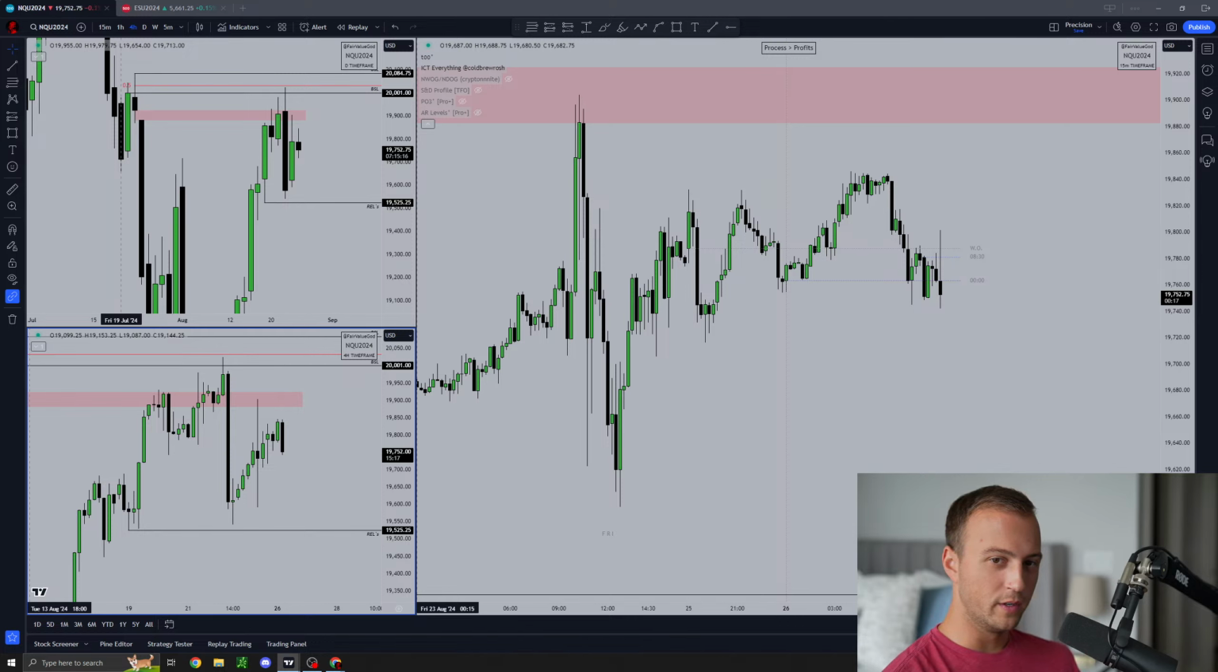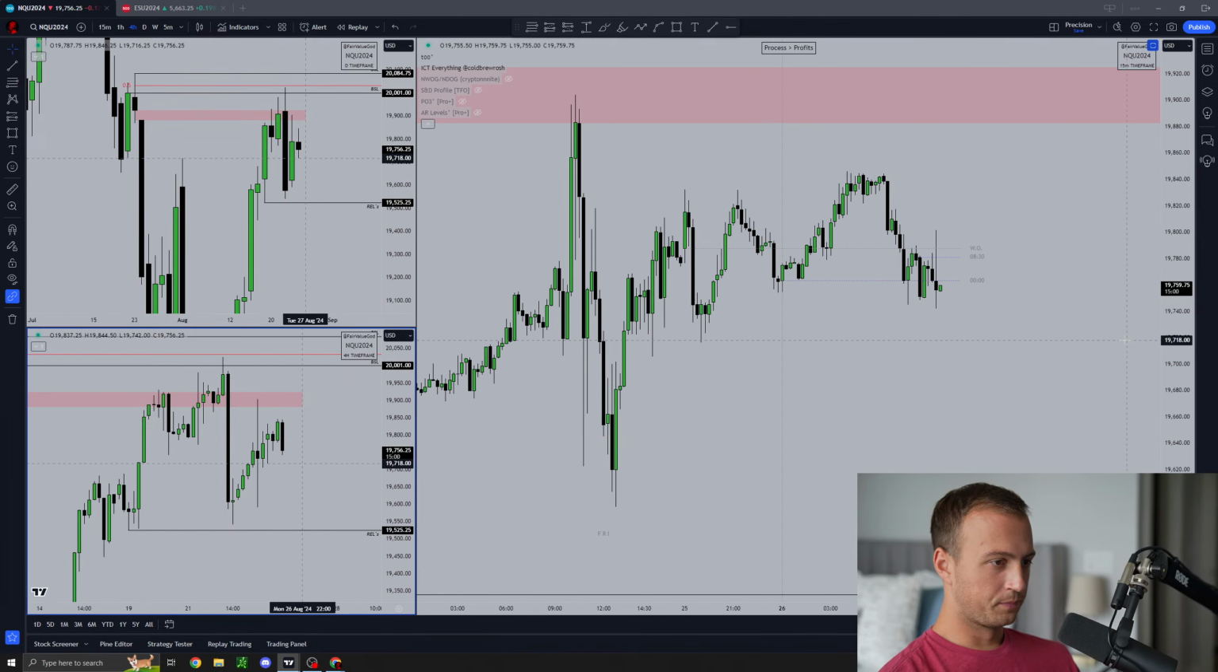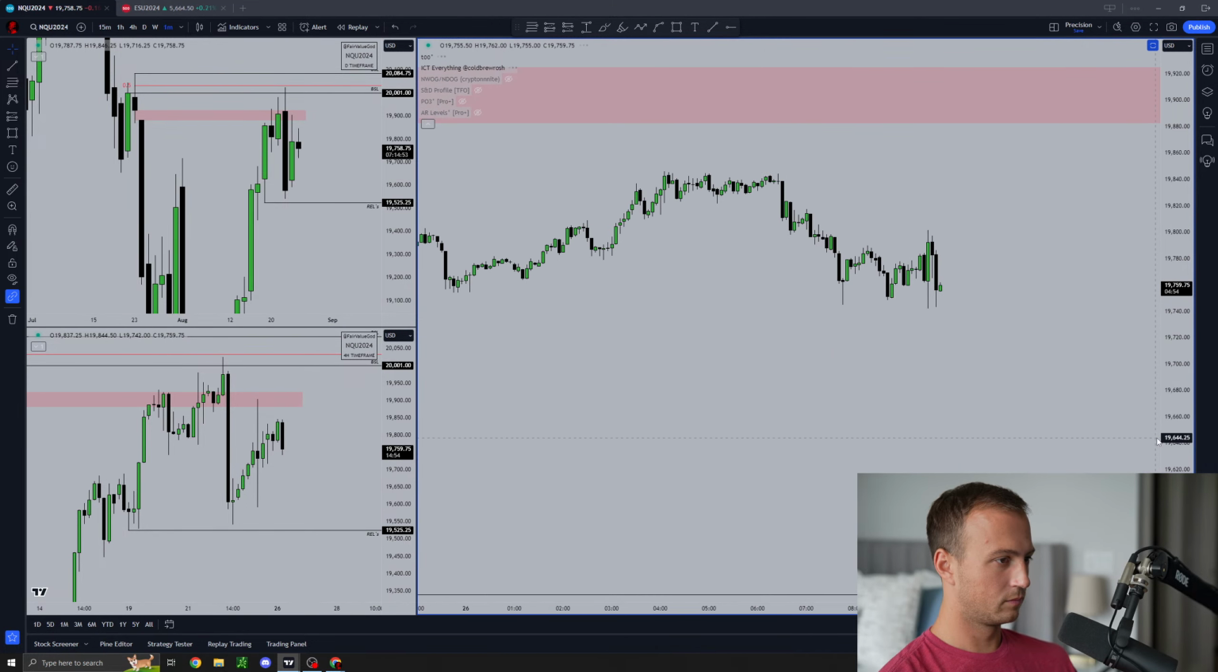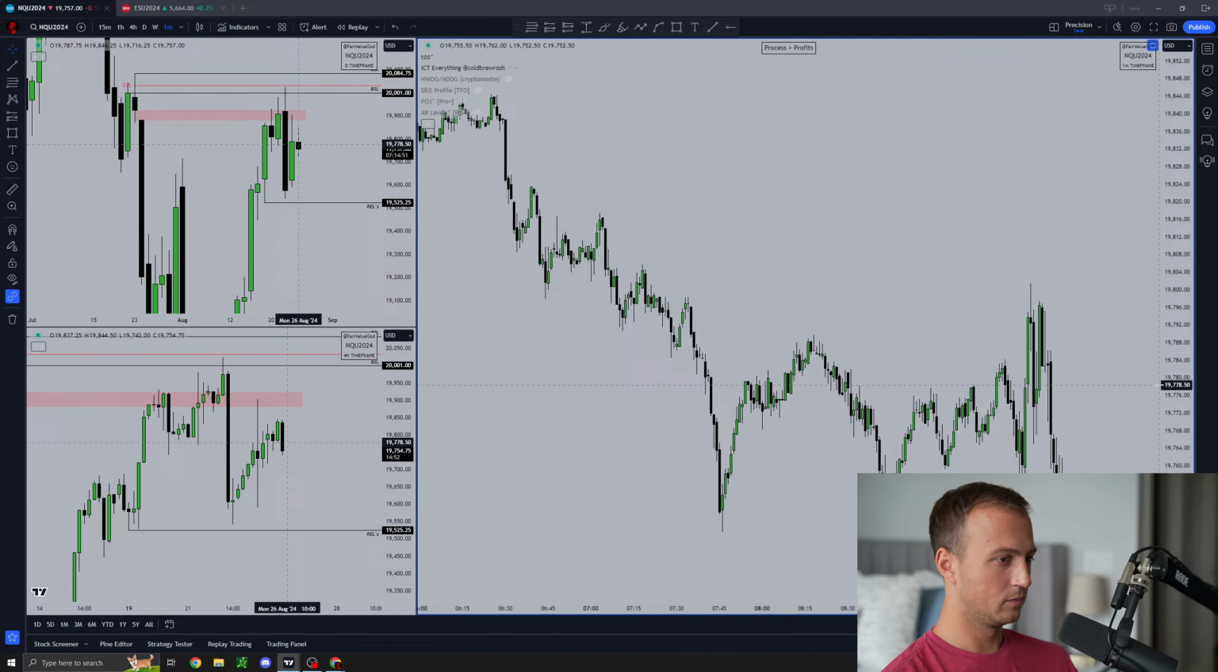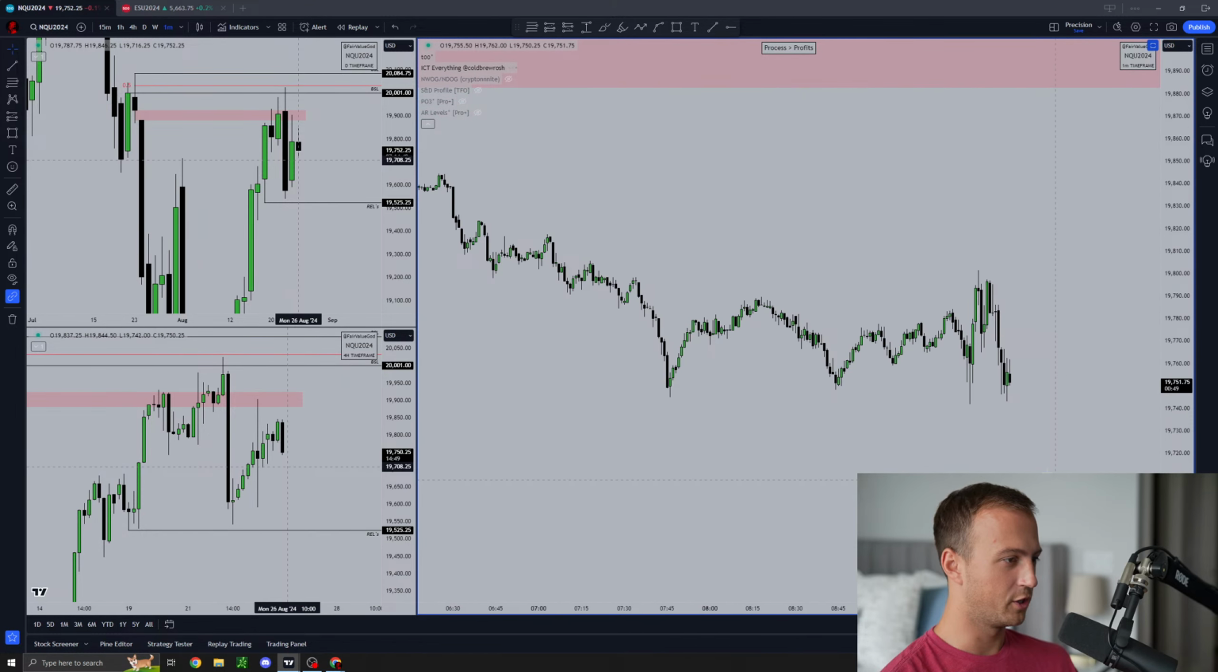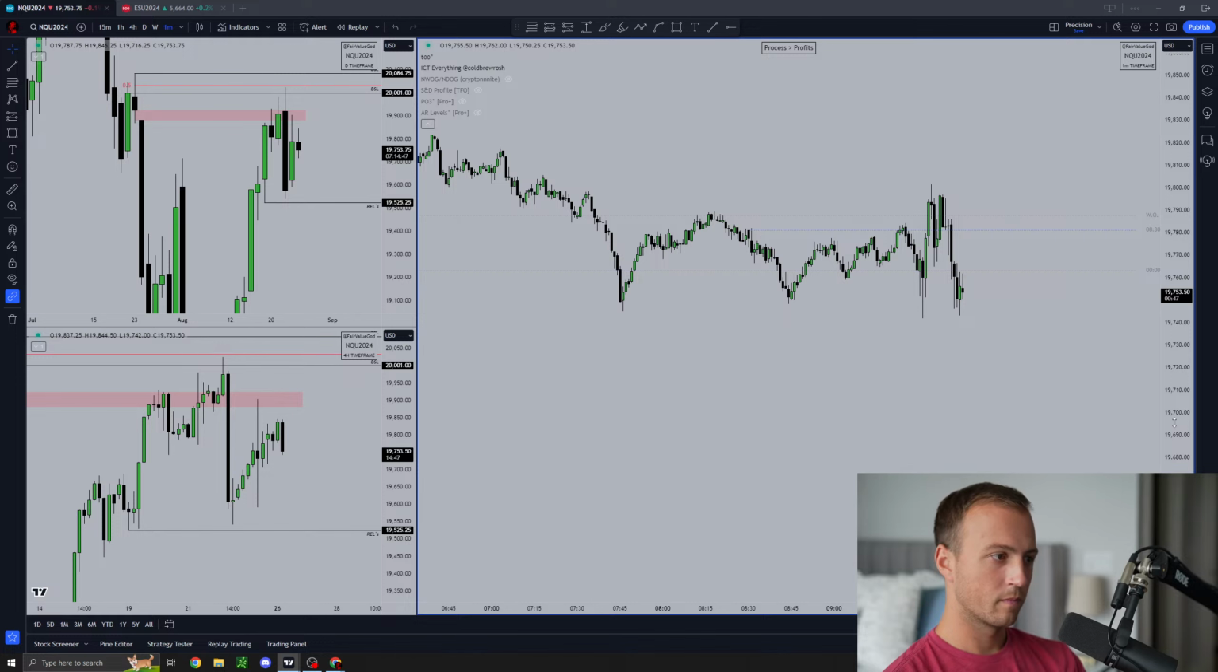Oil still just moving to the upside. Gold stopping. Here's the 1 minute chart for NASDAQ.